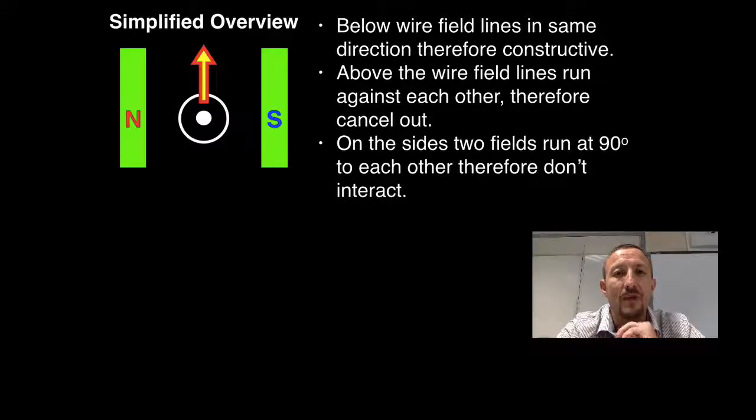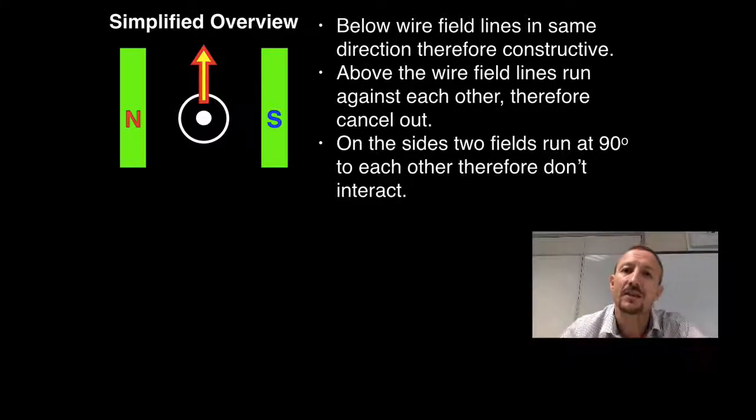Where the two fields are running at 90 degrees to each other, that is on the left and right hand side of the wire, there is no force. So if the magnetic field lines are running at 90 degrees to each other, there will be no magnetic force that will be generated.